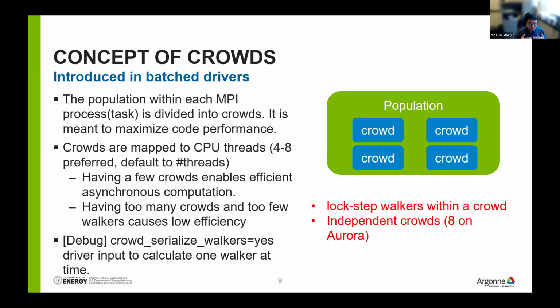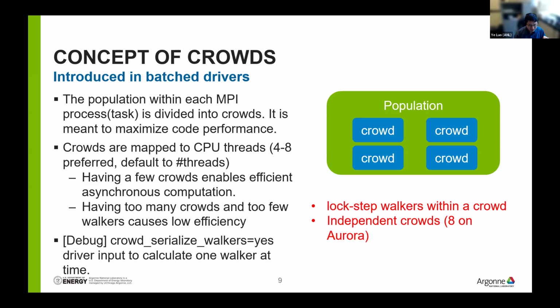The reason I say 4 to 8 is that you do need a few crowds to enable efficient time sharing and asynchronous computation. However, you cannot have too many crowds, because by dividing the work into too small chunks, the GPU gets inefficient. So just keep that in mind. Roughly, we found 4 to 8 threads per MPI rank is the best choice.